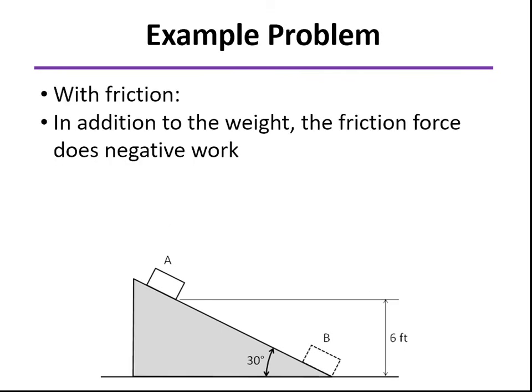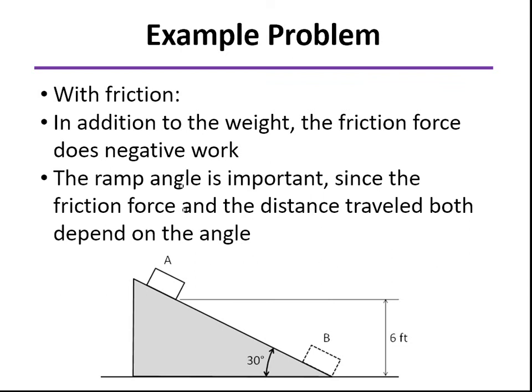When we do add friction, well, now the friction force, as we saw earlier, does negative work. So when we move from A to B, the friction is doing negative work along the path, and so the path is dependent on what the angle is, as well as the normal force is dependent on the angle, and hence the friction force, which is dependent on the normal force. So the angle matters in this problem, but not if there's no friction.